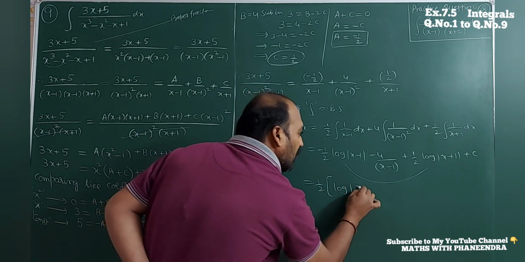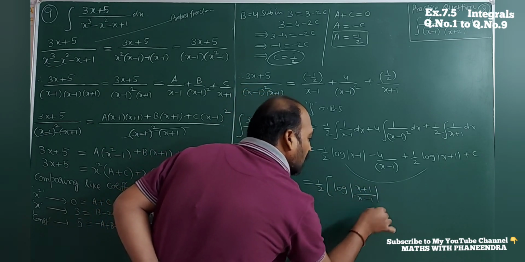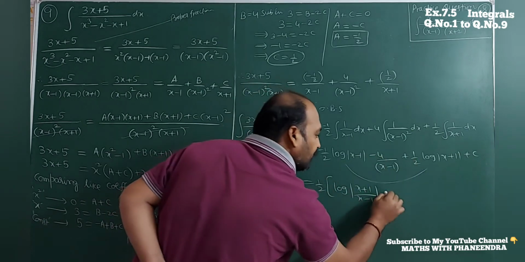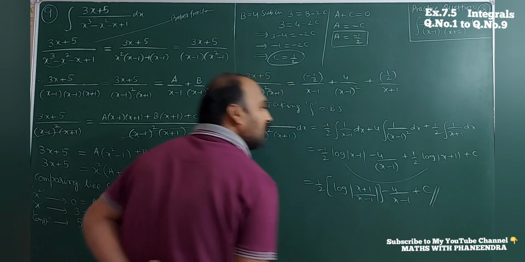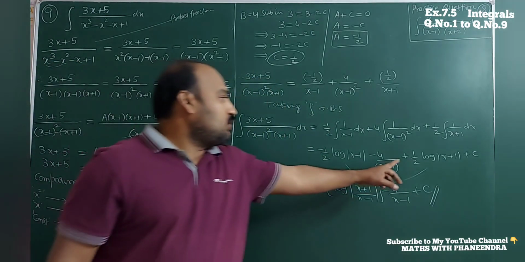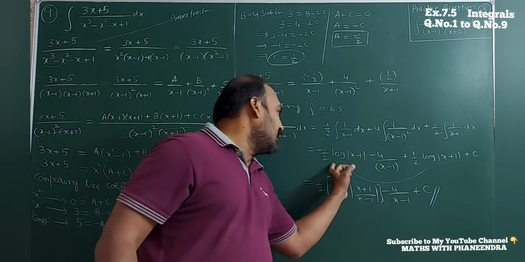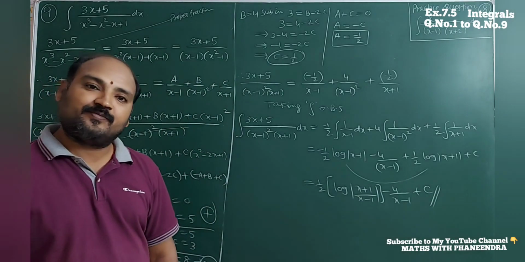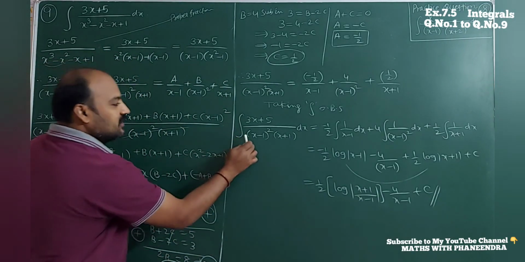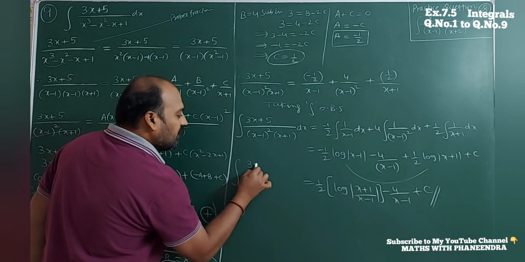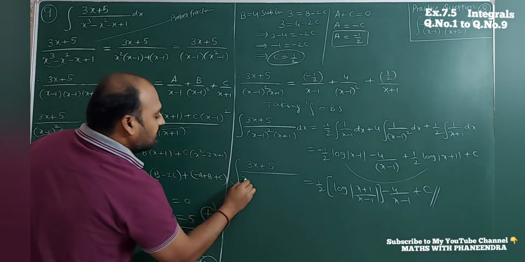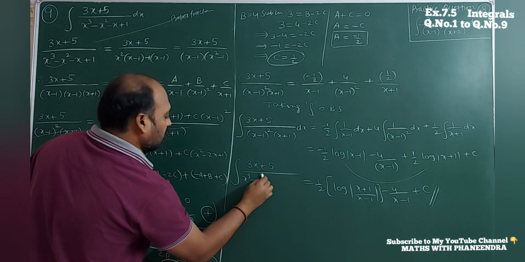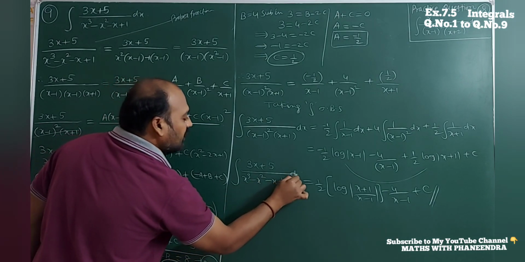So from these two, 1 by 2 I am taking common. Log a minus log b, log x plus 1 by x minus 1, minus 4 by x minus 1 plus c. So from these two, 1 by 2 I am taking common, log a minus log b, log a by b I got. I hope you people understand. This also can be written as integral 3x plus 5 by the given function x cube minus x squared minus x plus 1 into dx.